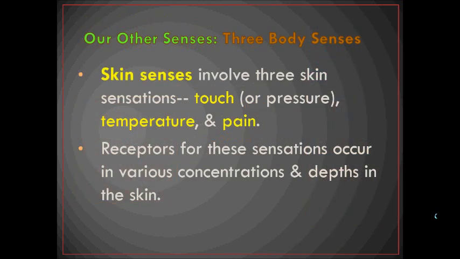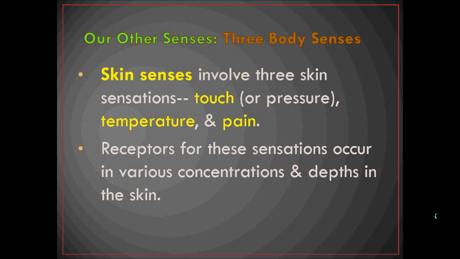Regarding skin senses, these involve three different skin sensations. Touch, or just feeling the pressure that something has touched your skin. Temperature, being able to determine whether something is hot or cold. And pain, actually doing physical damage to the skin. That's going to have a unique set of receptors to notify the brain that skin has been damaged.